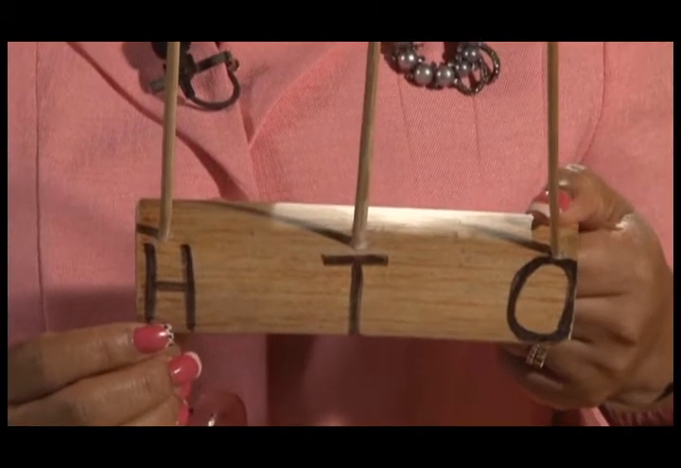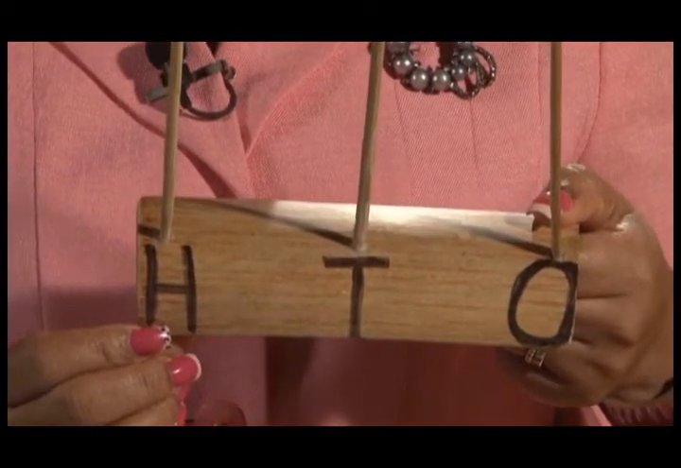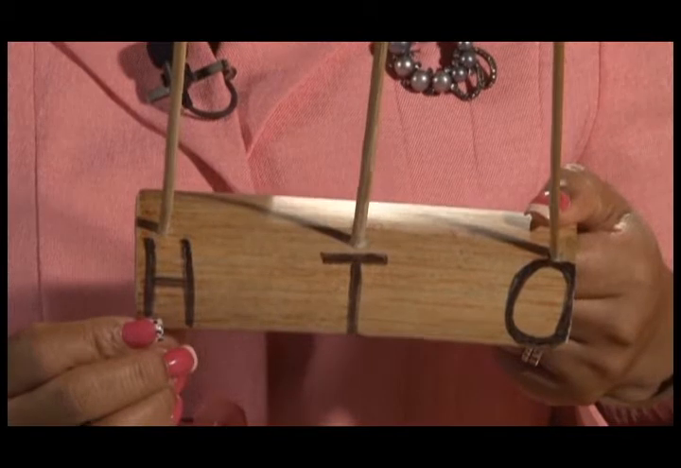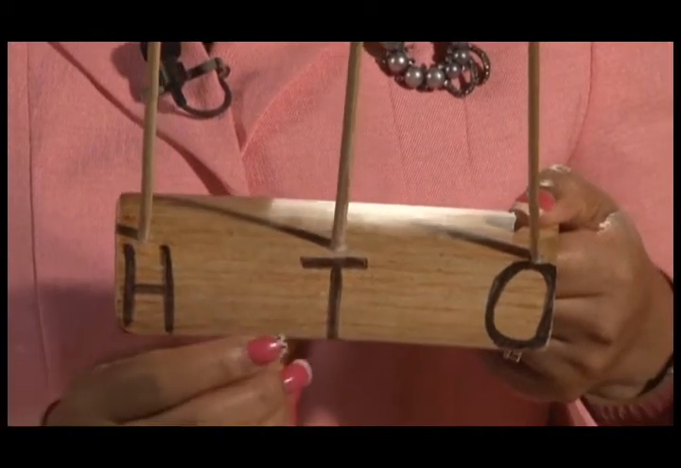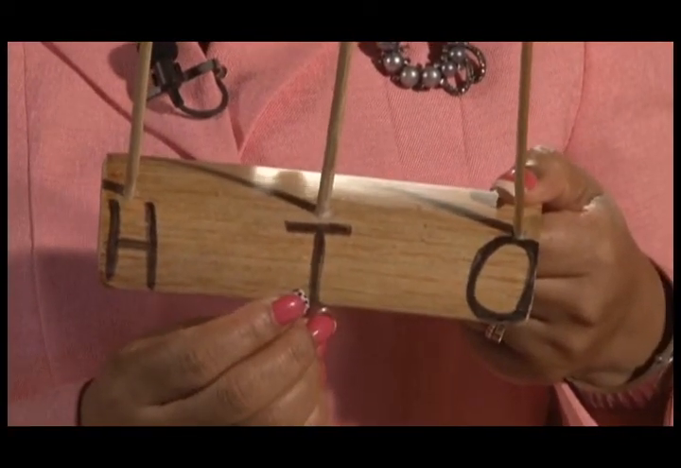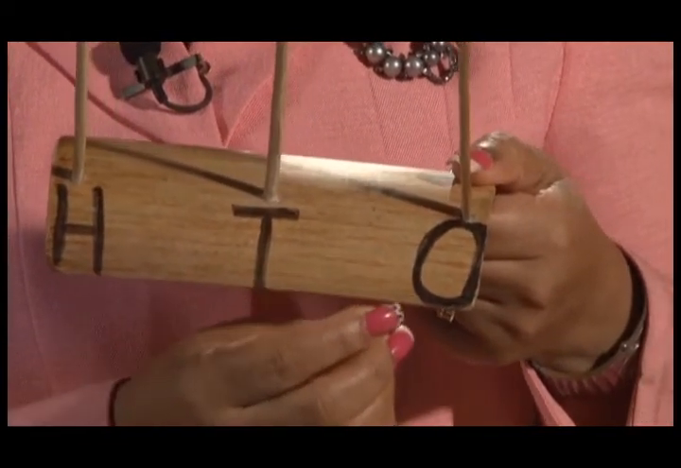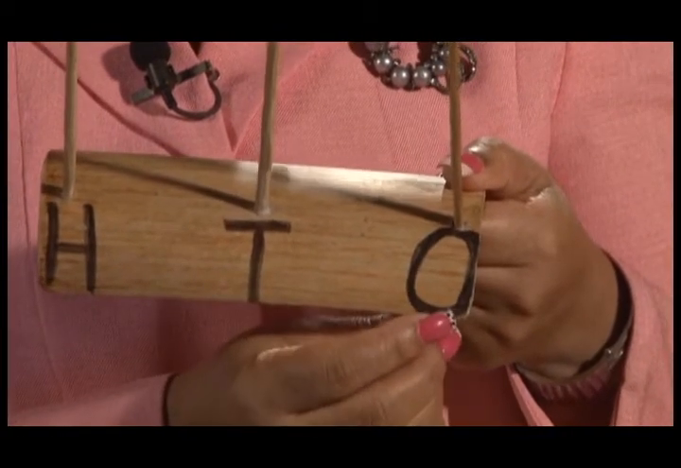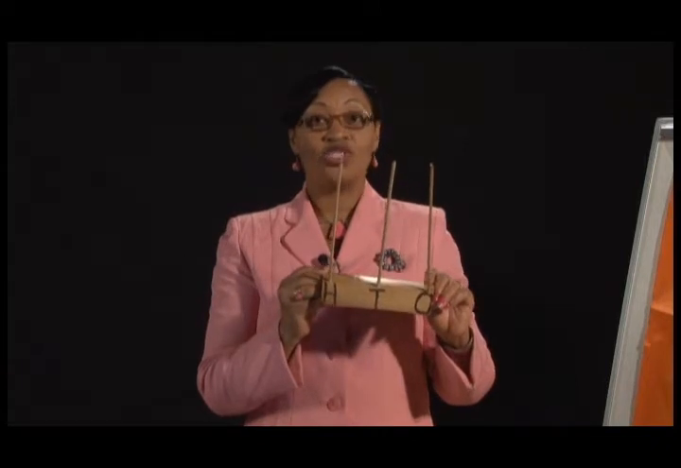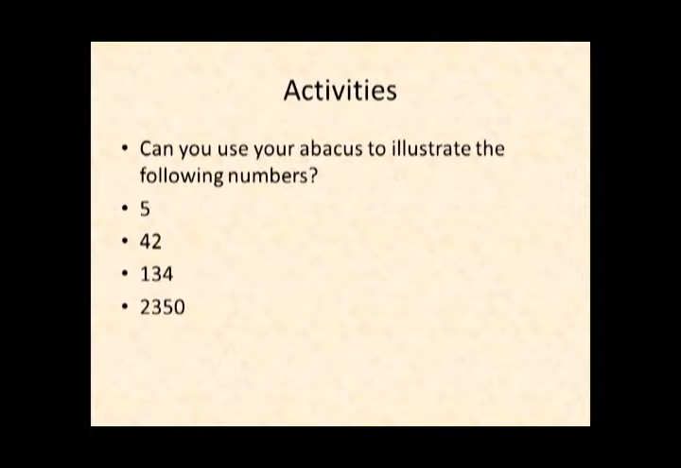If you notice closely, right here you have H. What do you think the H represents? If you said hundreds, then you are correct. And next to the 100, we have our tens. That is what the T represents. And next to that, we have our ones. Now we can use this little tool, the abacus, to show different numbers. Can you use your abacus to illustrate the following numbers?